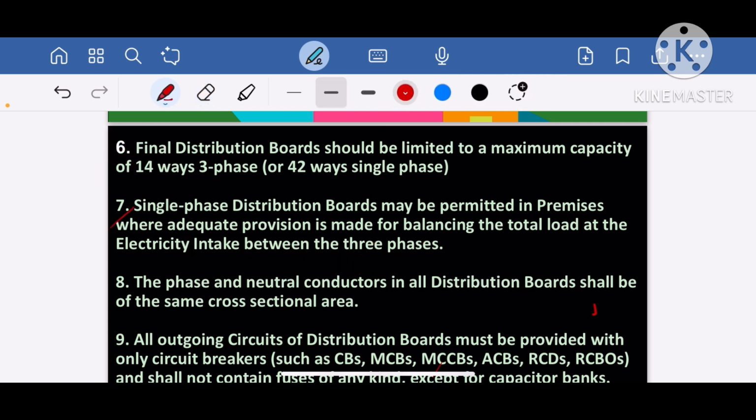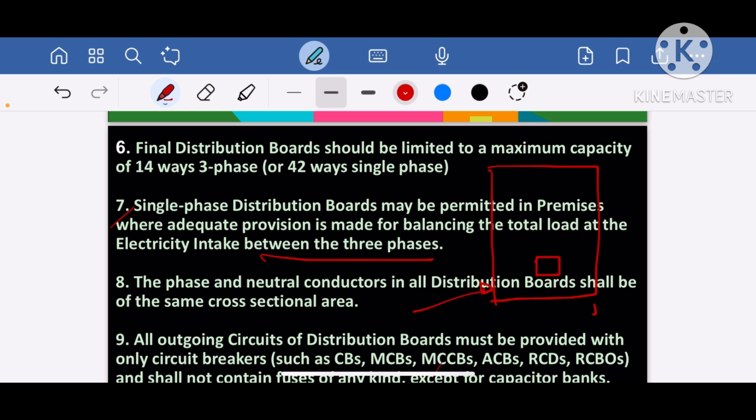Point number 7. Single phase distribution board may be permitted in premises where adequate provision is made for balancing the total load at the electrical intake between the three phases. What does it mean? This point is saying we can use single phase distribution board, but we have to take care of the balancing of overall load. Then only we can go for single phase distribution board if we can do the proper balancing between the three phases. Apart from that, there is one more point.